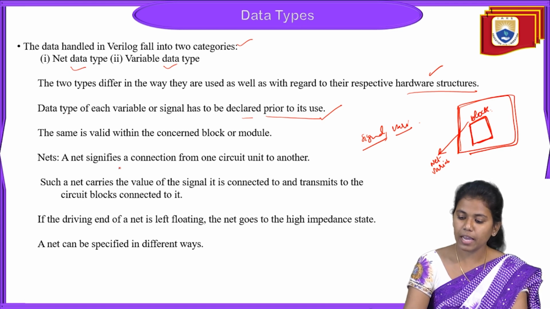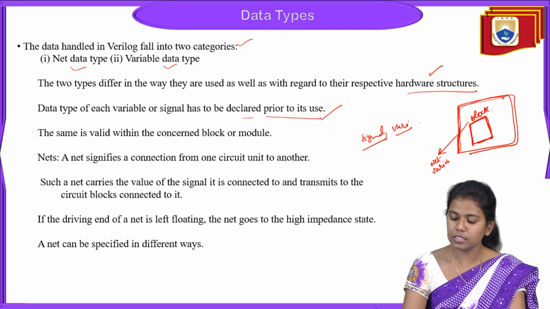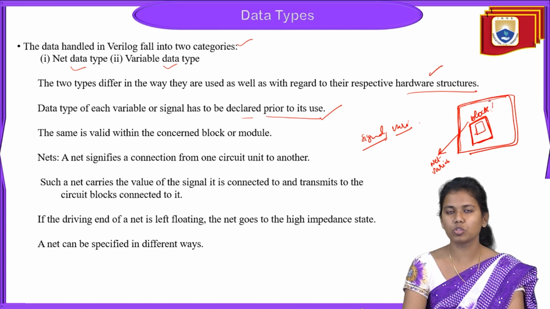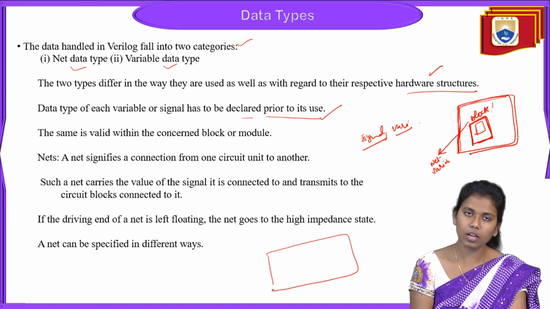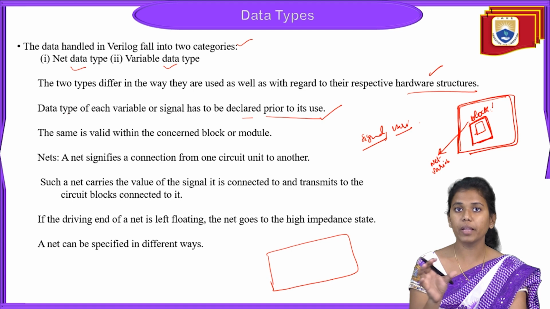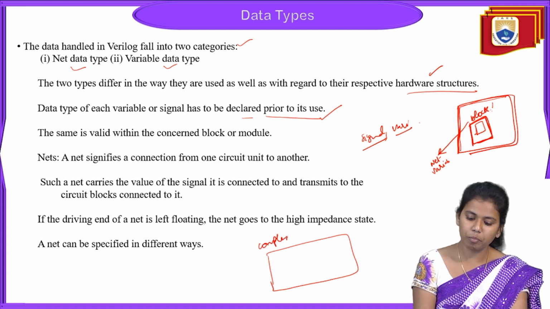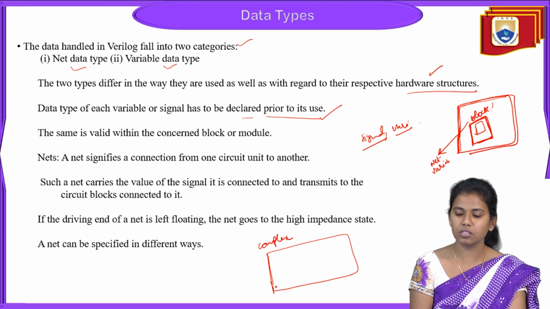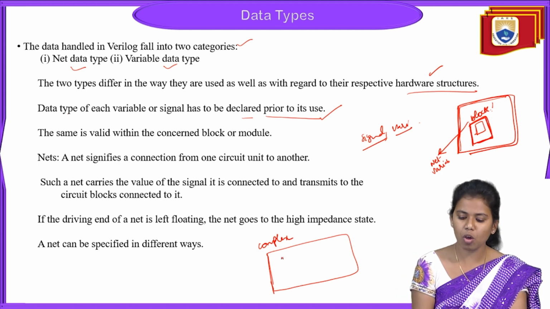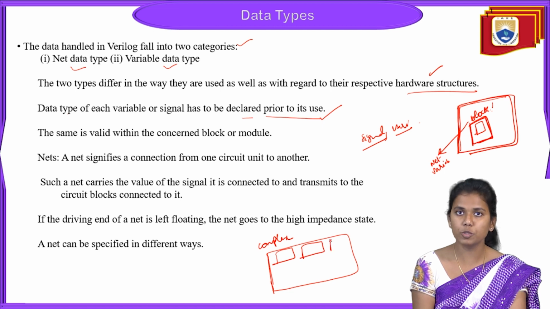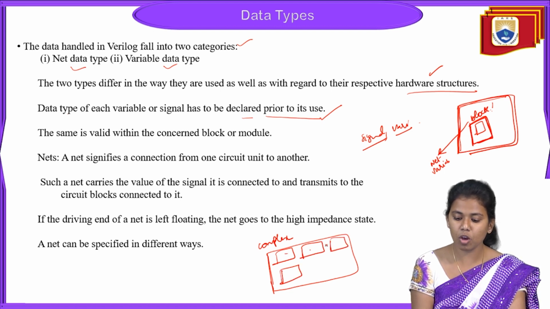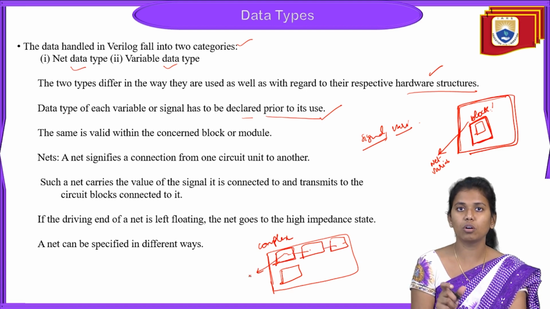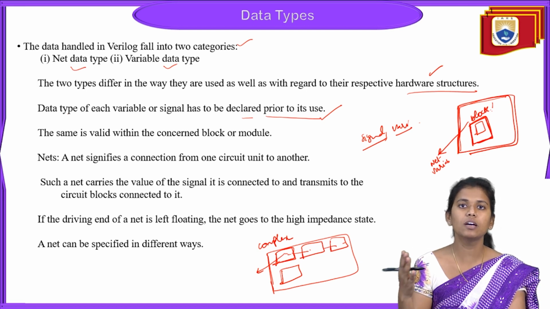The same is valid within the blocks in the module. In the module, for each and every block, there are many blocks to be considered, right? For example, if you are considering a complex digital circuit, this complex circuit is made up of many blocks. Each and every block has its own specification, and all these blocks must be interconnected. So for each and every block, you have to mention what sort of data type we have to consider. Is it a net data type or a variable data type?